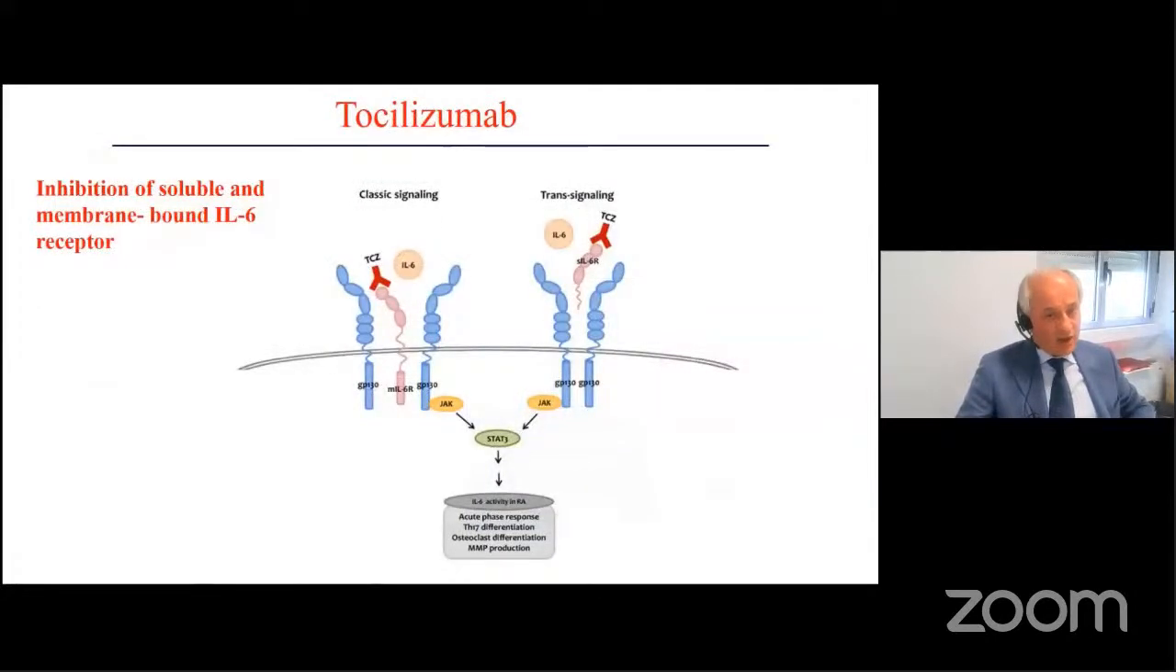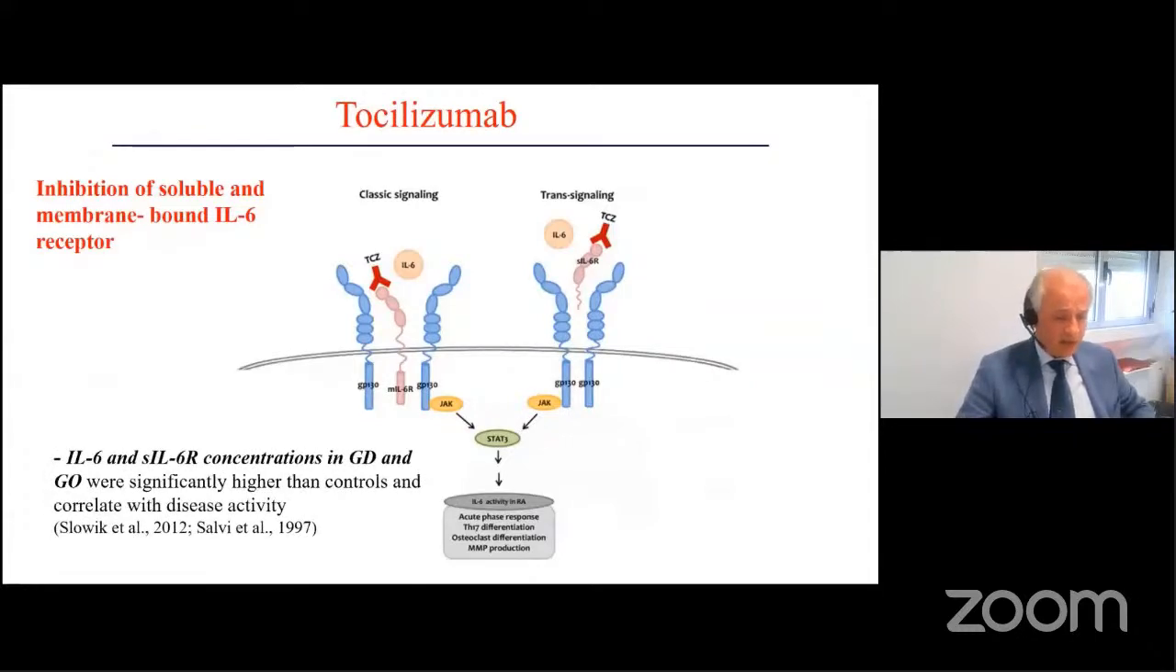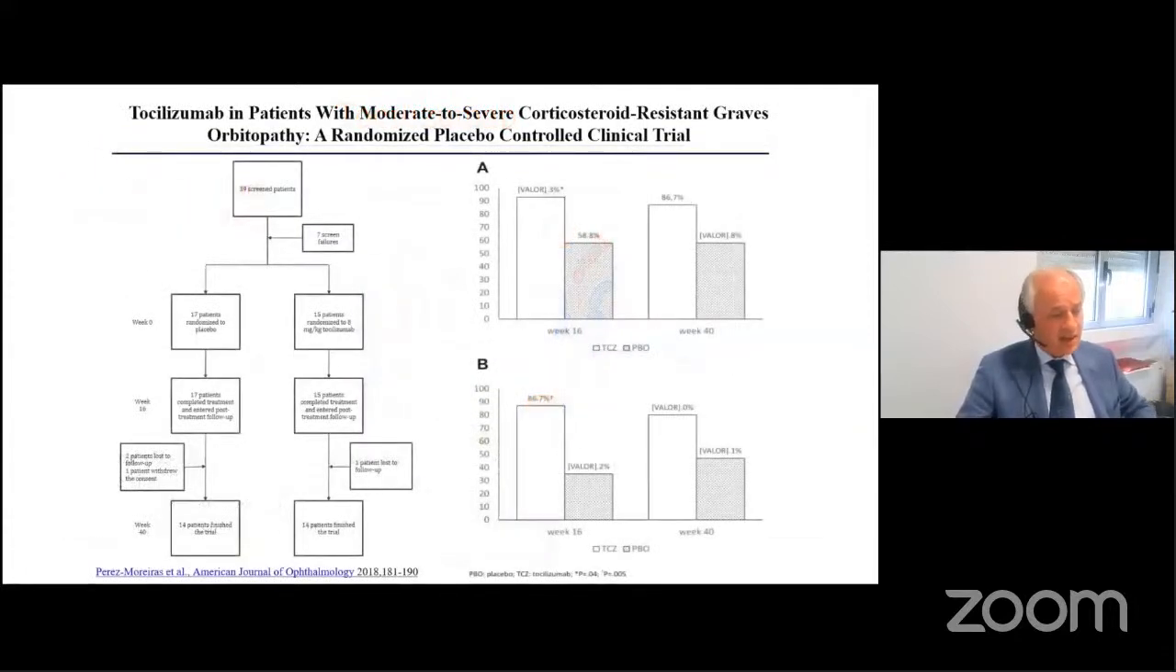This last drug I want to talk to you about is tocilizumab. Tocilizumab is a monoclonal antibody that binds to soluble and membrane-bound IL-6 receptor, and this cytokine has been shown to be elevated in active Graves' eye disease in some studies in the past. Tocilizumab has been studied in a randomized trial, just one study so far, in Spain, versus placebo. As you see here, the drug was administered for 16 weeks, and the data were analyzed at 16 and at 40 weeks.